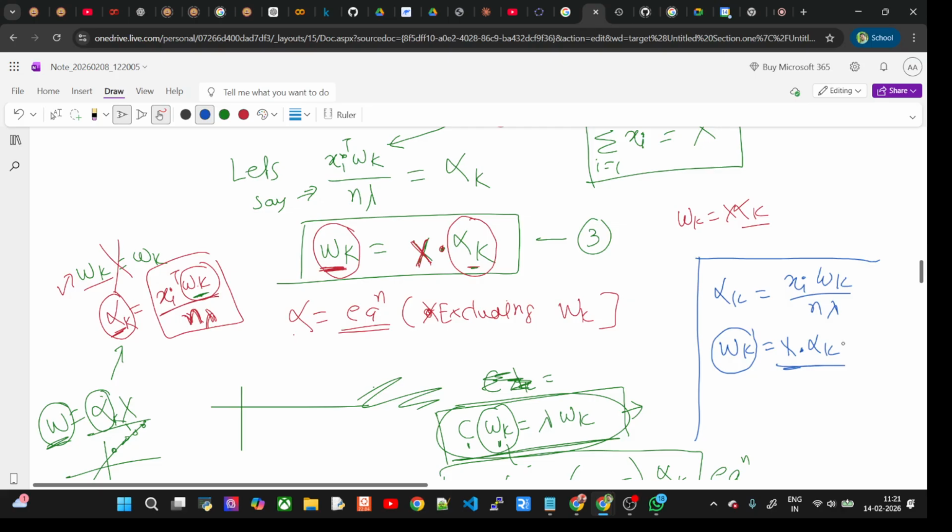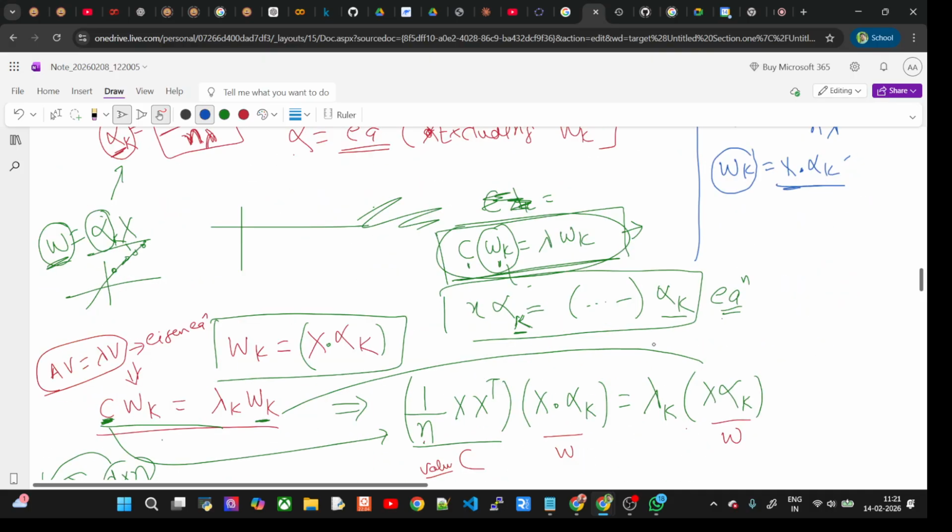But next, that same person says, but sir, alpha k is equal to xi into wk divided by n lambda. And then you say, what? Because it has wk, it's not at all accepted. I want to calculate wk and you are using wk; that doesn't work, because we don't have wk, so this equation is false. You go and try to find another equation of alpha k which doesn't have wk. This guy goes and tries to figure out another equation of alpha k.